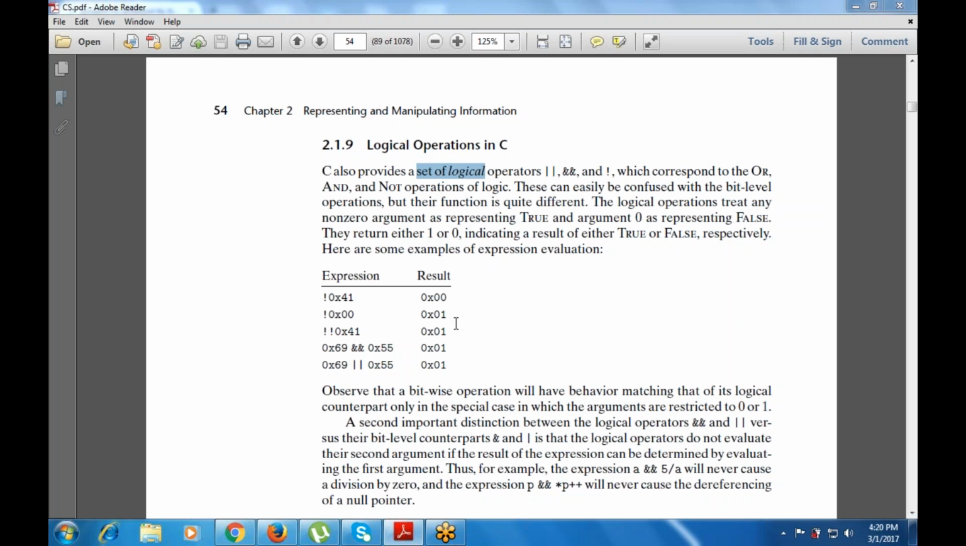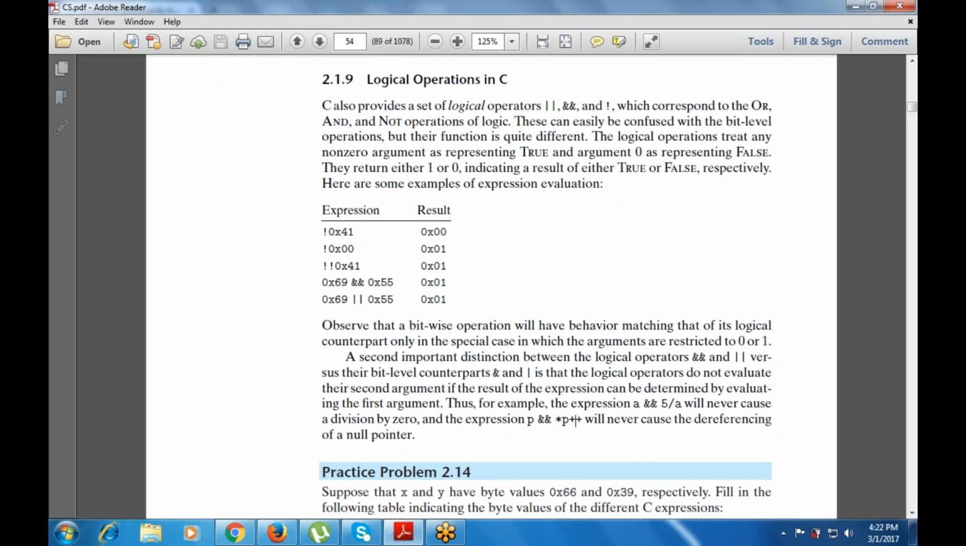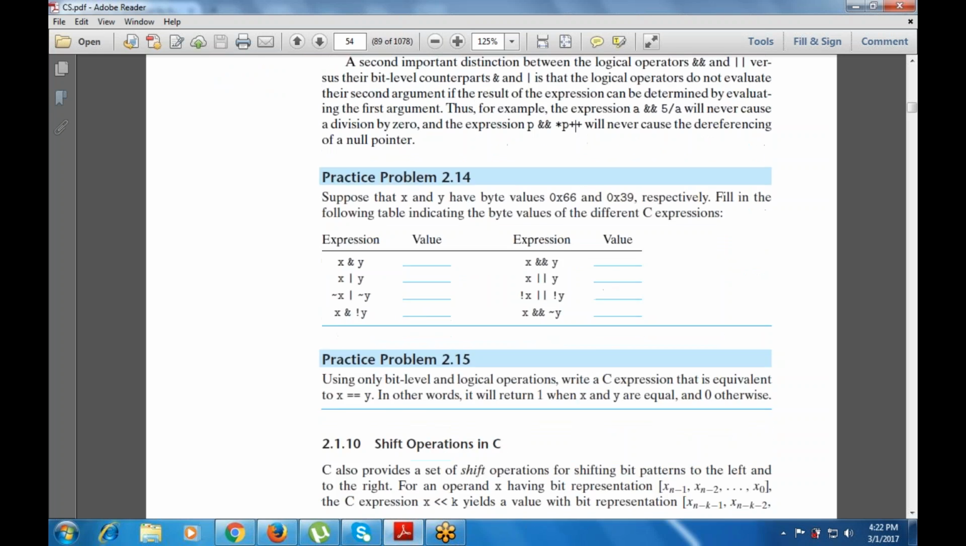Now, observe that a bitwise operation has meaningful behavior matching its logical counterpart in the special cases in which the arguments belong to 0 or 1. When we use AND, OR or NOT, they are known as the logical operators. Logical operators do not evaluate their second argument if the result of the expression can be determined by the first argument. For example, the expression a && 5/a will never cause division by 0, and the expression p && *p++ will never cause dereferencing of a null pointer.